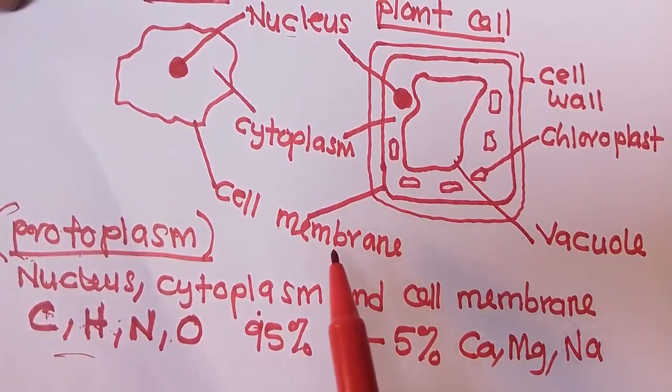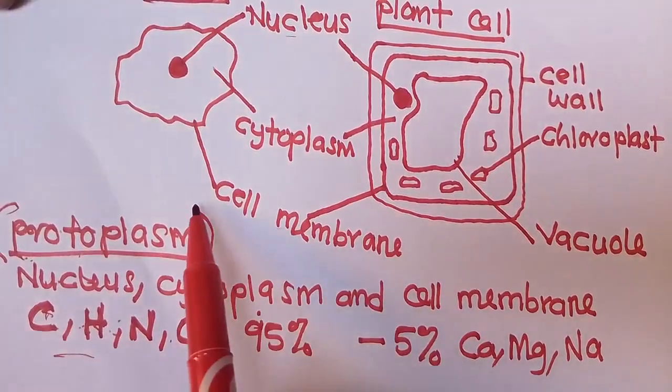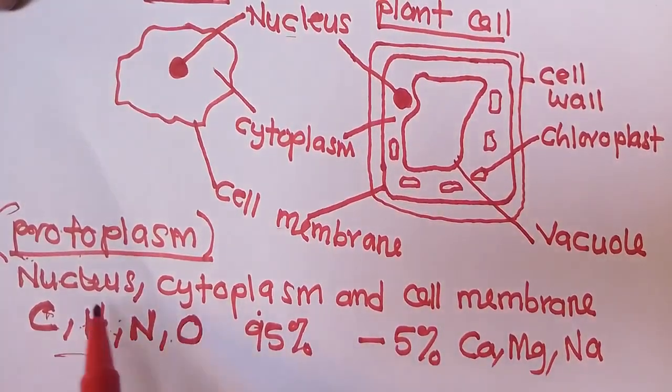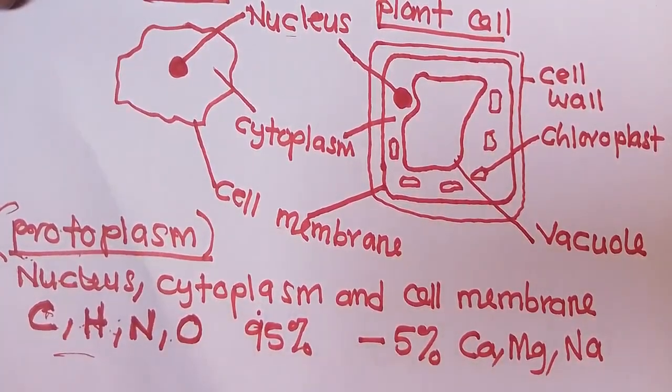So when you are told to give 2 similarities between a plant cell and an animal cell, it is that both of them have a nucleus, both of them have a cytoplasm, and both of them have a cell membrane.